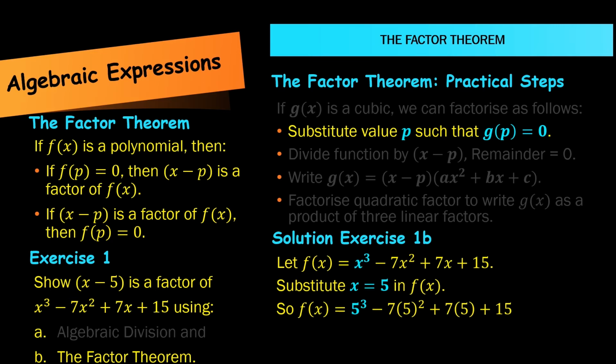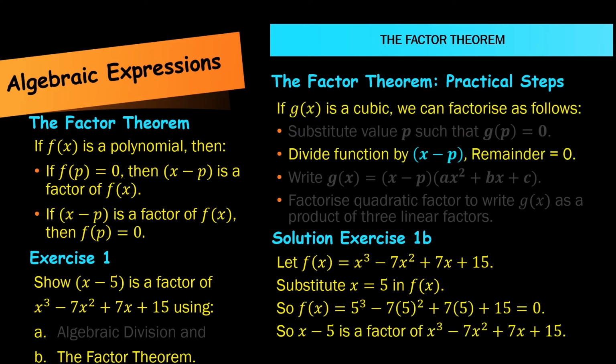Five cubed minus 7 times 5 squared plus 7 times 5 plus 15. And tidying up, 125 minus 175 plus 35 plus 15 is equal to 0. And therefore, from the factor theorem, we can deduce that x minus 5 is a factor of the polynomial.